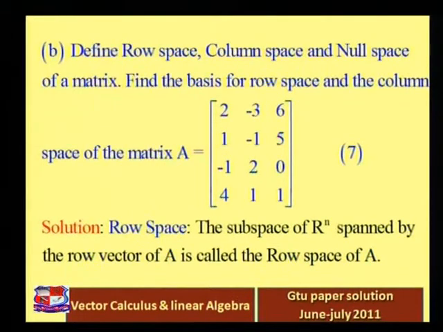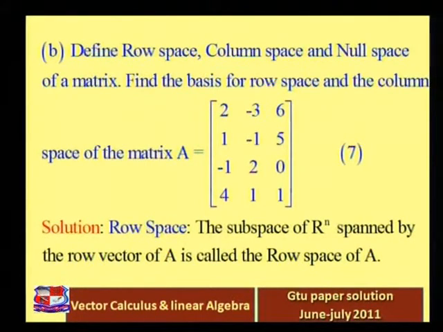Next example: define row space, column space and null space of a matrix and find the basis for the row space and column space of the matrix A, which is 2 minus 3 6, 1 minus 1 5, minus 1 2 0, 4 1 1. This question was asked for 7 marks in the GTU question paper. So first we want to define these three definitions, row space, column space and null space, which are very important and many times asked in the GTU question papers. So try to understand properly.